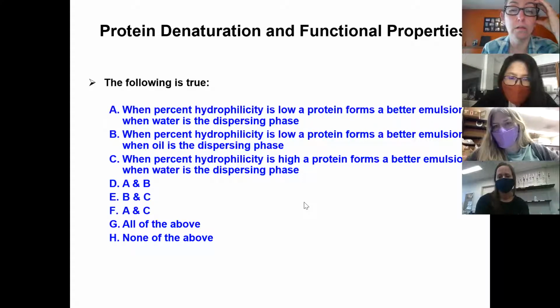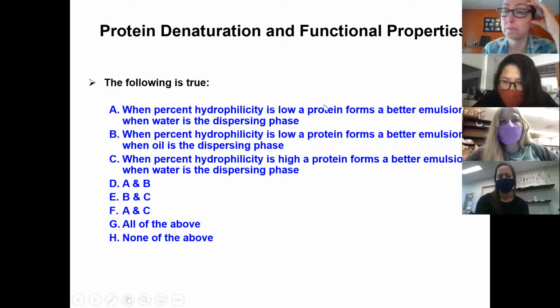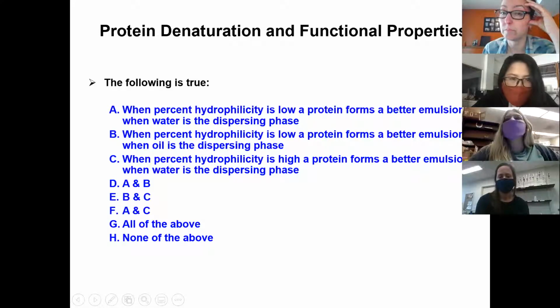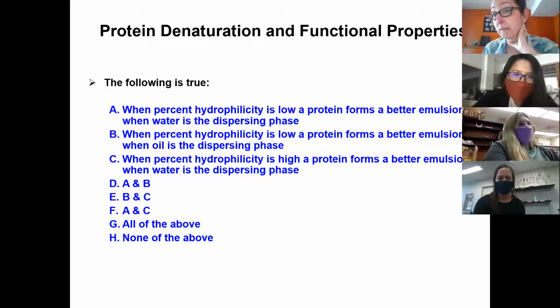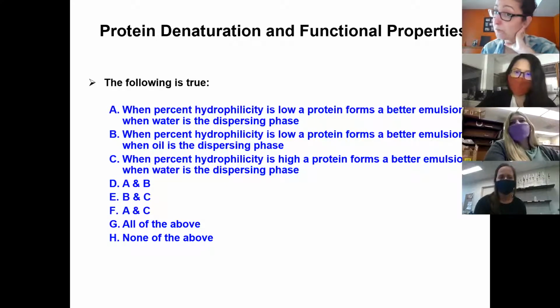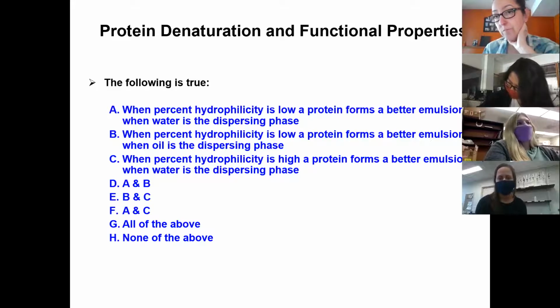Pam, I had a question. Does percent hydrophilicity always mean surface hydrophilicity, or are they different? No, there is total hydrophobicity. You have assays where you can determine total hydrophobicity, but then there are specific assays for surface hydrophobicity, where you determine the hydrophobicity on the surface. And in this question, we were speaking about surface hydrophilicity. Yes, I should have indicated that.